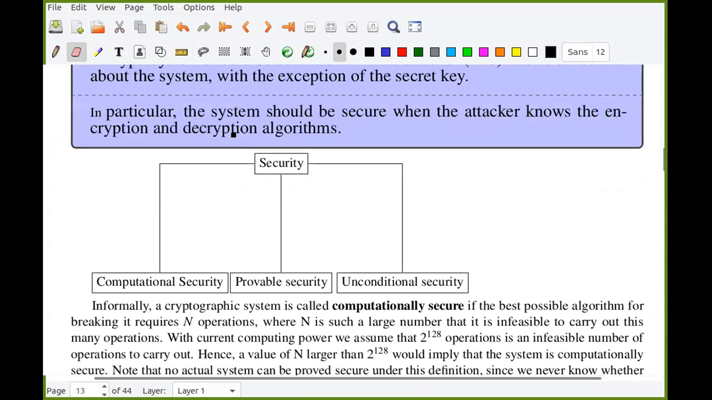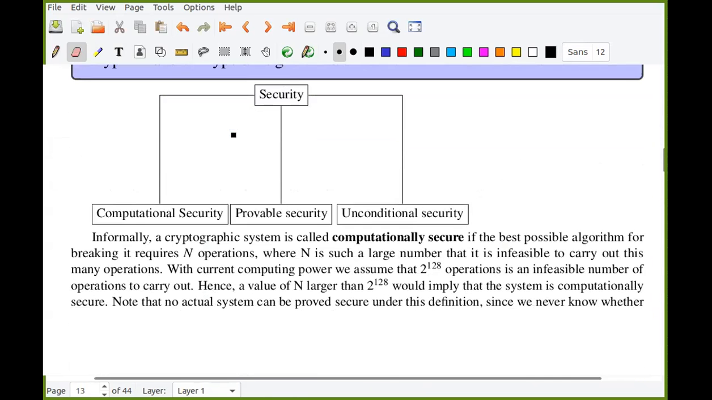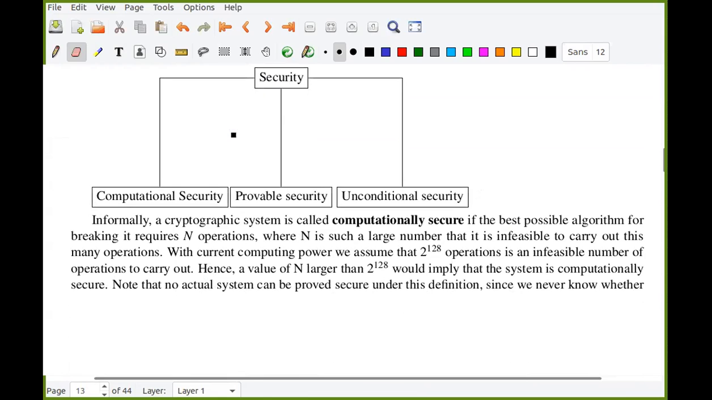What do you mean by computationally secure? There may be best algorithms. You say that it is secure against one algorithm, but in general it should be secure against all possible algorithms. So if the best possible algorithm for breaking it requires n operations, and n is very, very large, then we say that it's computationally secure.